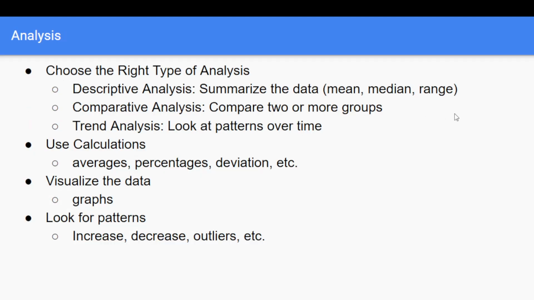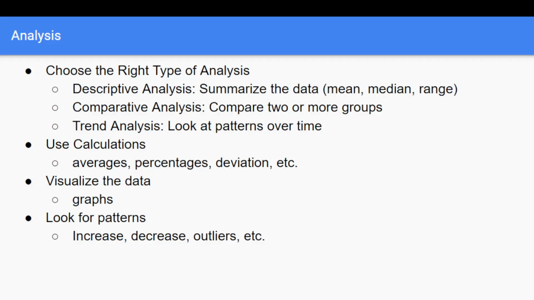For analysis, we want to choose the correct type of analysis. And so you have three different options for this class. There are so many other ways to analyze data, but we're sticking with three types. That's descriptive. That's where you're basically just summarizing the data. Comparative is what it sounds like. You're comparing two or more groups. And then you have trend, what changes over time or what changes over a specific quantity.